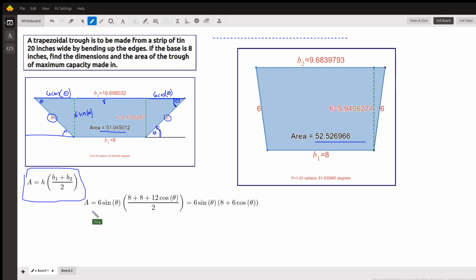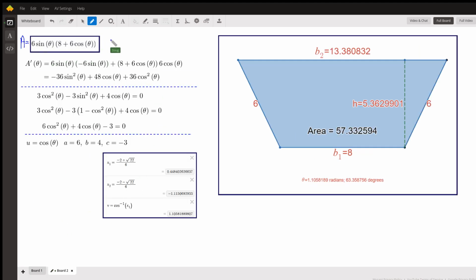So down here, we're substituting into the formula. A is the altitude, 6 sine of theta. Here's base 1. This is base 2. 8 plus 2 of these 6 cosine of thetas gives us 12. And if we add the 8 and the 8, 16 divided by 2 gives us this 8. 12 divided by 2 gives us this 6. So there's a formula for the area of that trapezoid depending on theta. And we want to find out the value of theta that maximizes the area.